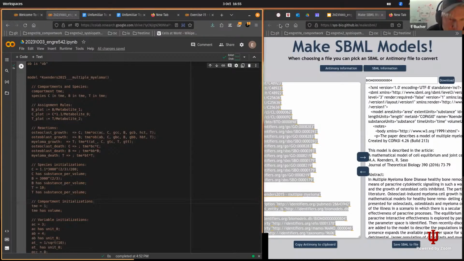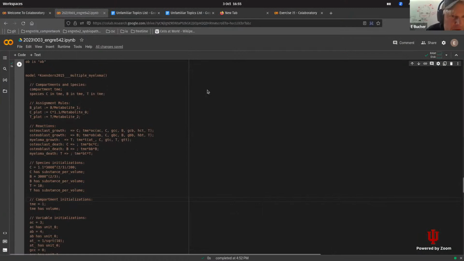Well, anybody get it to work? I picked a multiple myeloma model because I'm interested in multiple myeloma. And oh, that's wrong.